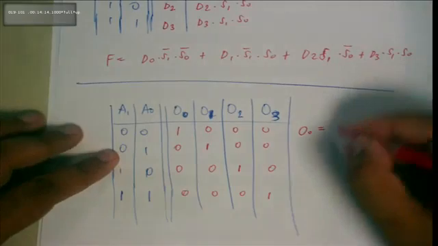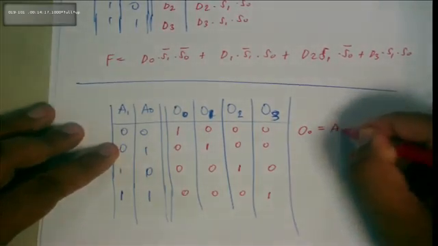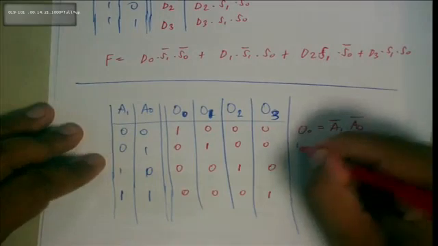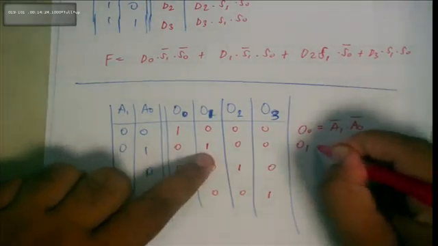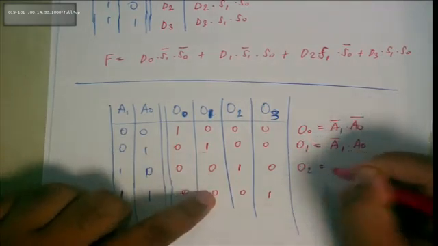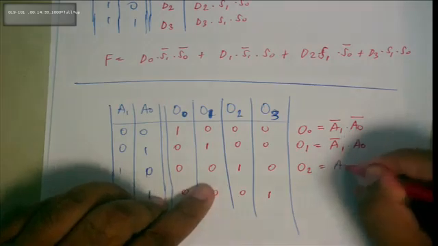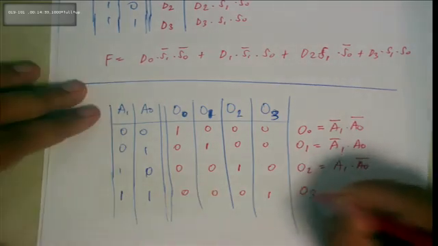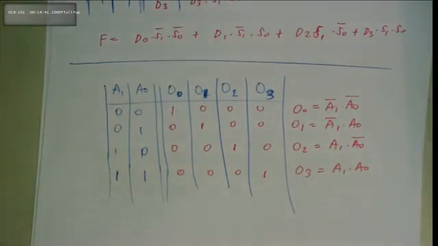Over here, straight away, our equation O0 is equal to A1 bar A0 bar. O1 is equal to A1 bar A0. O2 is equal to A1 A0 bar. O3 is equal to A1 A0. There we go. So therefore we got 4 equations. Why 4 equations? Remember our block diagram had 4 outputs. So 4 equations means you'll have 4 sets of circuits, but all sharing the same set of inputs.